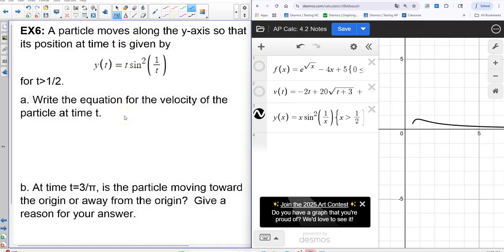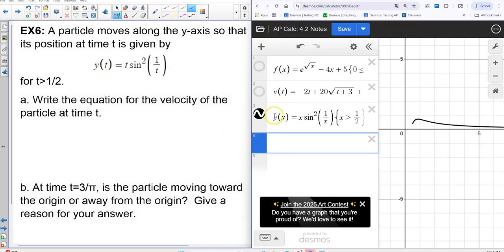Writing the equation for velocity is something you would have to do the actual process for there. So we're kind of skipping part A as well because we're doing this in the calculator. I'm going to do, I wonder if it'll do this, y equals y prime of x. Okay, it does not like the fact that I have y of t.